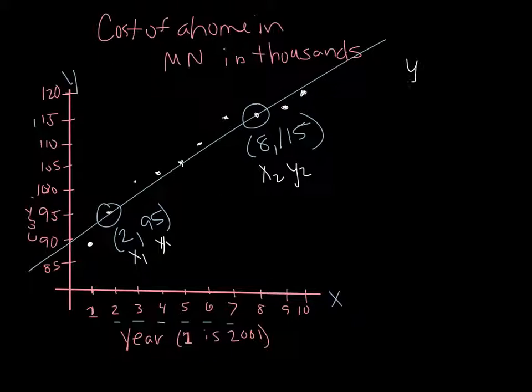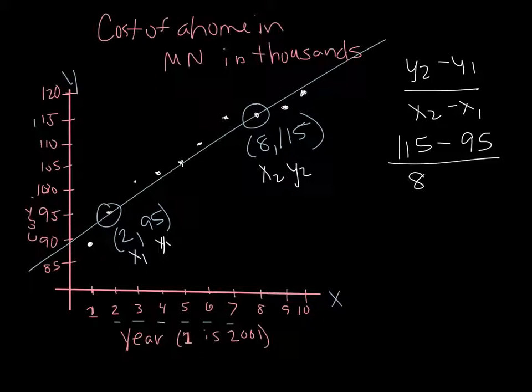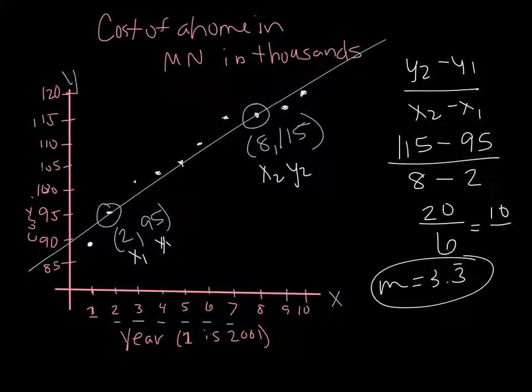I'm going to let this be my x1, y1, and this be my x2, y2. In the slope formula, y2 minus y1 over x2 minus x1, I can find the slope of this line. So y2 is 115, subtracting y1, which is 95, over x2, which is 8, minus x1, which is 2. 115 minus 95 is 20, over 8 minus 2, which is 6. And 20 divided by 6 is 10/3, or 3 1/3. So my slope is 10/3, or 3.3 repeating. Okay, so that's the first thing we need to find.